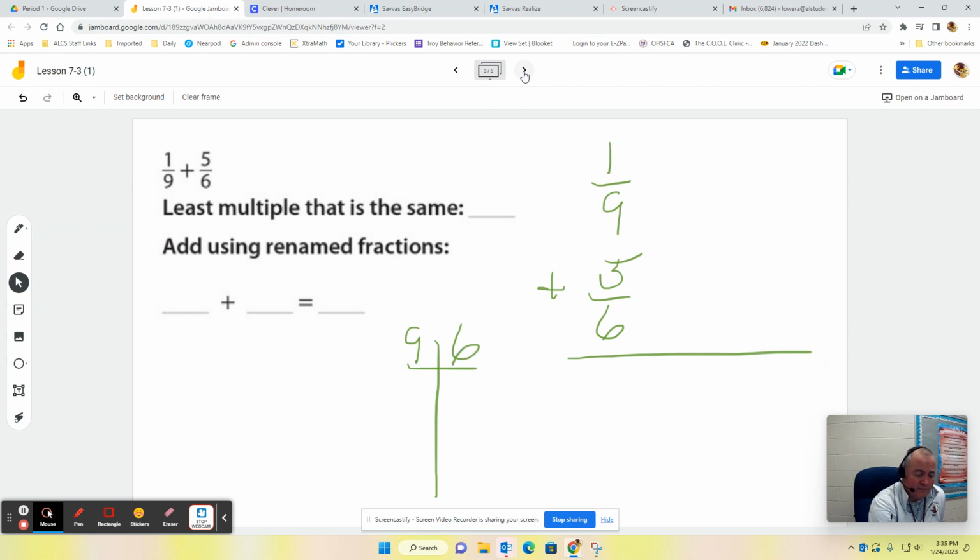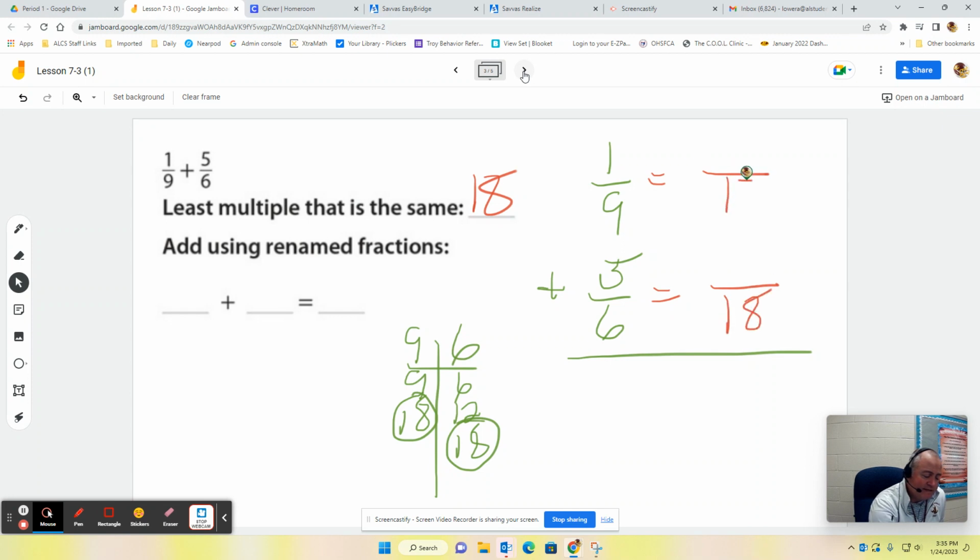Start with the lower numbers. 6 times 1 is 6, times 2 is 12, times 3 is 18. Now I can go over to 9 because I know 9 times 1 is 9, but 9 times 2 is 18. 18 is my common denominator. Here's what that means now. When I rewrite these as equivalent fractions, I'm going to make my fraction bar, and these are automatically going to be 18.